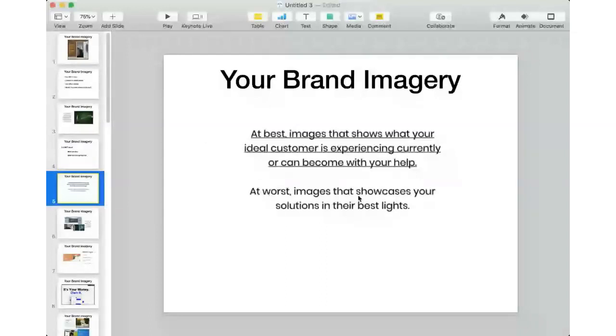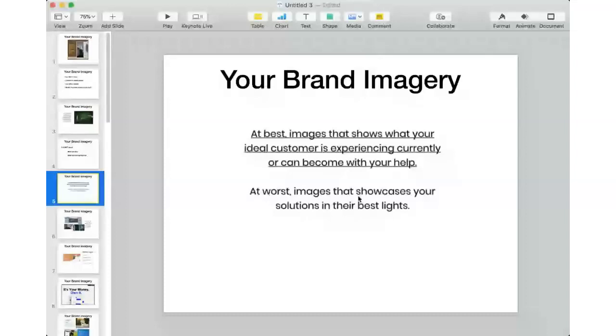So now what we're going to do, I just want to walk you through this. At best, the images that show what your ideal customer is experiencing currently or can become with your help. Instead of looking at an image and saying, I'm going to use that one because it's really cool, you want to look at what the customer is currently experiencing, or what they are going to experience with my help. At worst, the images that showcase your solution in its best light. I'm going to give you a whole bunch of examples of this as we go, okay?